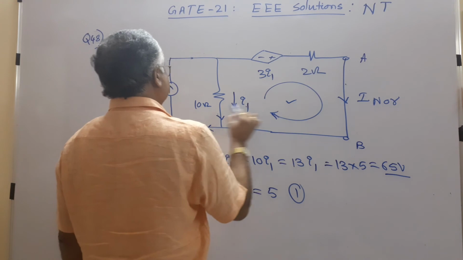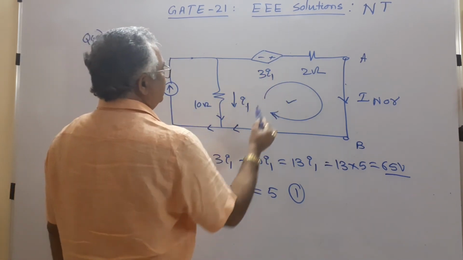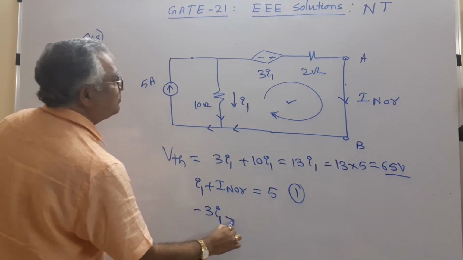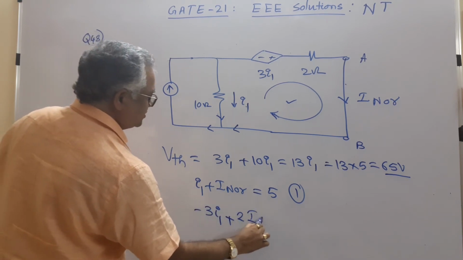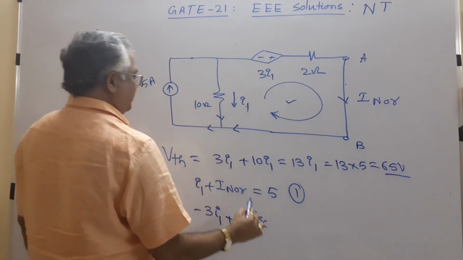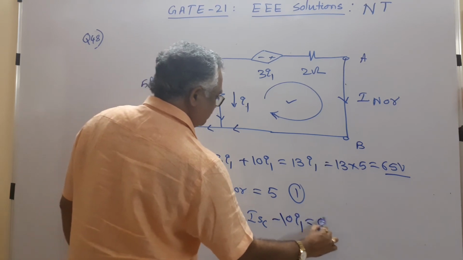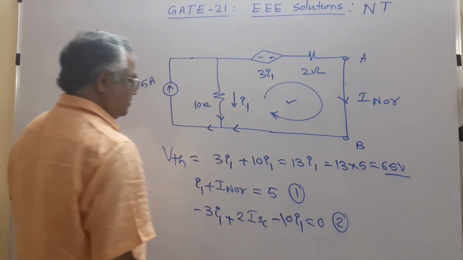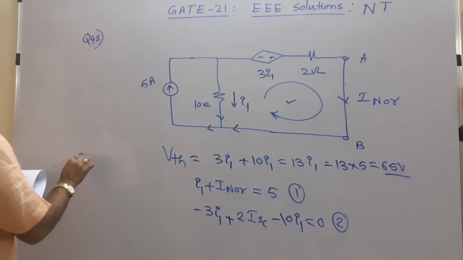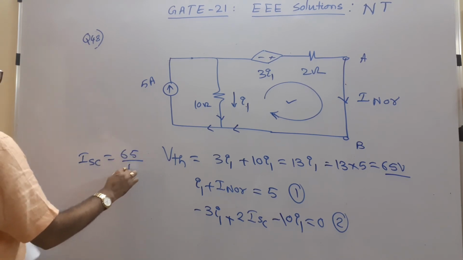Second, you can write this. Consider only this loop, don't consider this because of the current source. So if I take this: minus 3i1 plus 2 into ISC minus 10 I1 equal to 0, second equation. So solve these two comfortably. You will get ISC equal to 65 by 50.